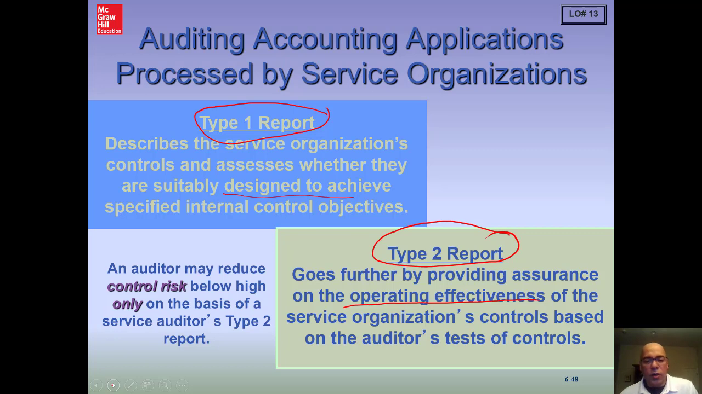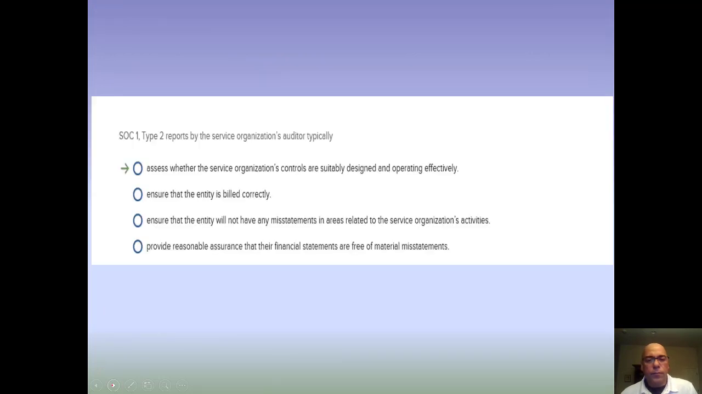Okay, so let's take a look. Two type 2 reports by the service organization auditor typically results in what? Assessing whether the controls are suitably designed and operate effectively. Again, that's design, implementation, step 1, testing operating effectiveness in step 2. You see that whole little set of words that we have on that one slide keeps coming up again and again as something that we need to understand.